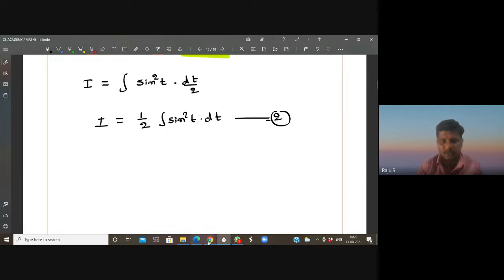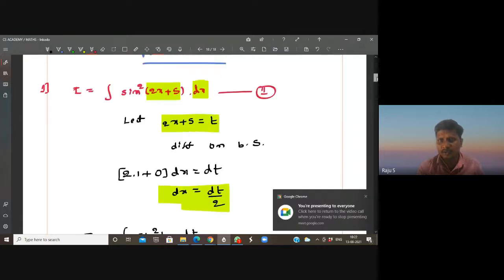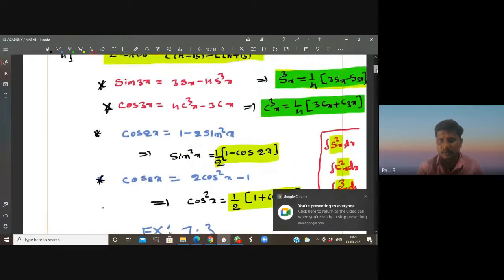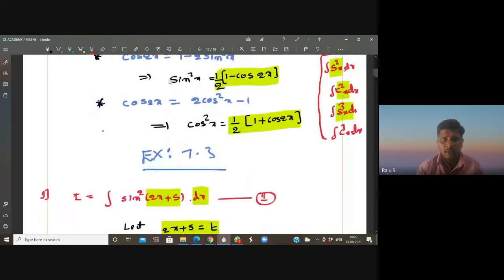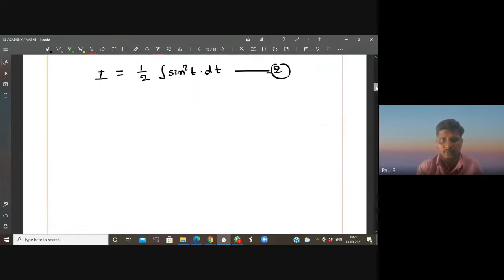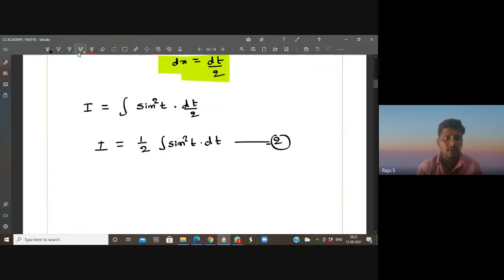That, just now, I already wrote the formula for sine square x. What is the sine square x formula? Sine square x is 1 by 2 times of 1 minus cos 2x. In the same way, sine square t becomes 1 by 2 times of 1 minus cos 2t. So, writing the formula here, sine square x can be written as 1 by 2 times of 1 minus cos 2x.